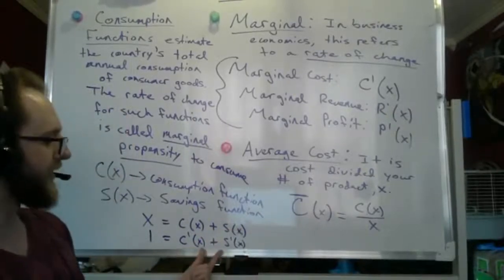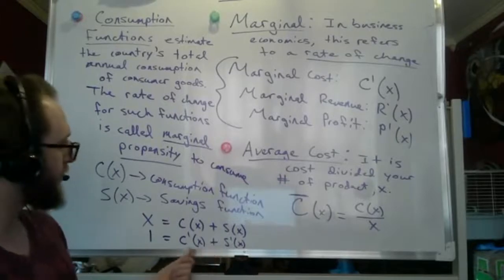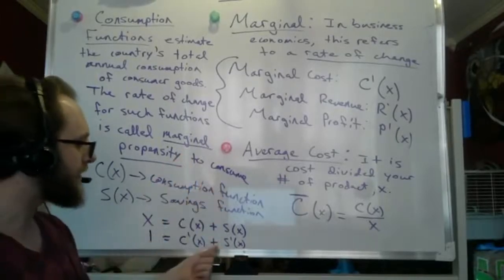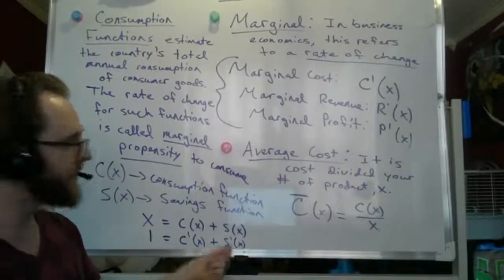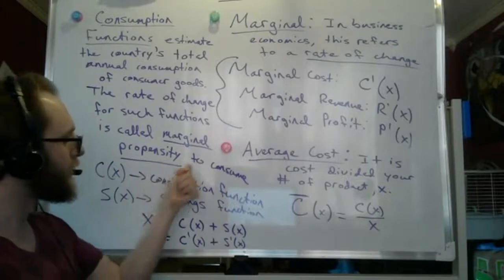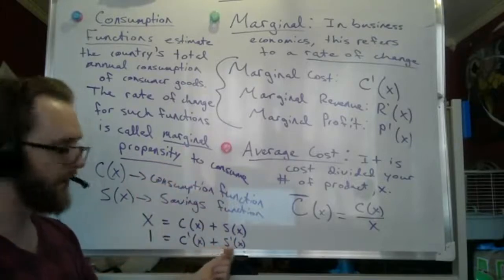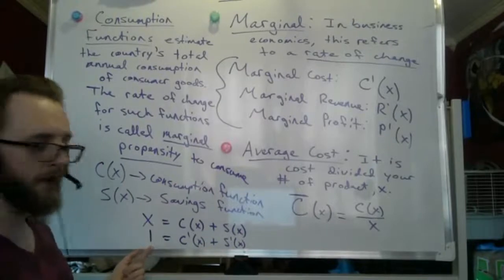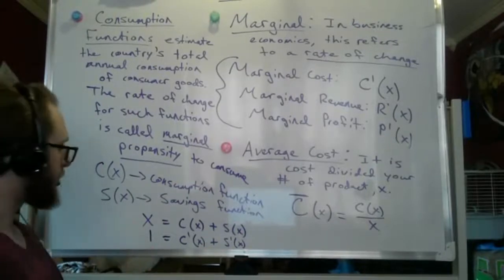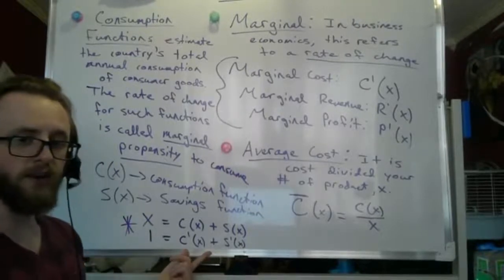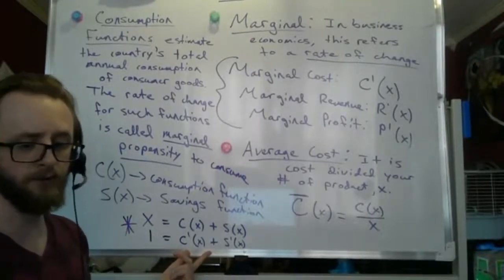So now we have this interesting relationship between the marginal propensity to consume and the marginal propensity to save. Both of these derivatives, when added together, should equal 1 based on this equation. So go ahead and star that. You want to make sure you remember these equations. We're going to need them later for some example problems we're going to work through.